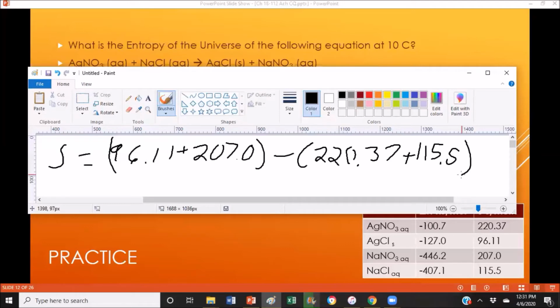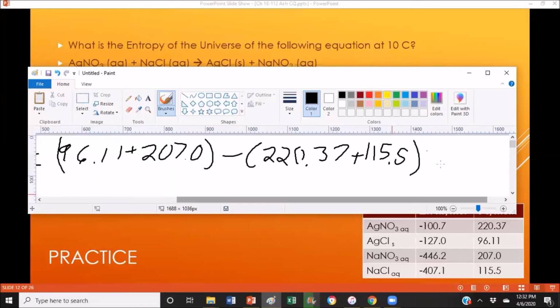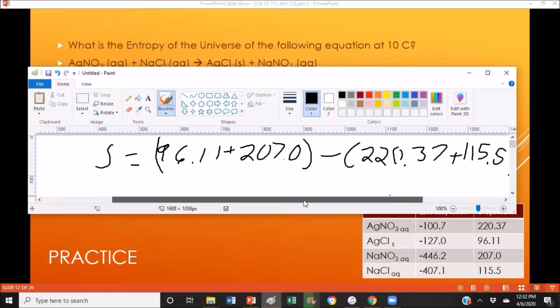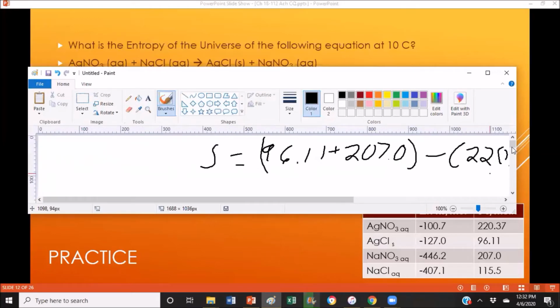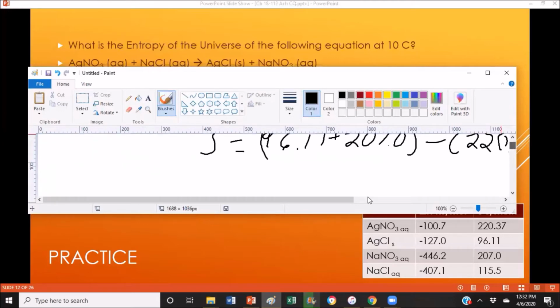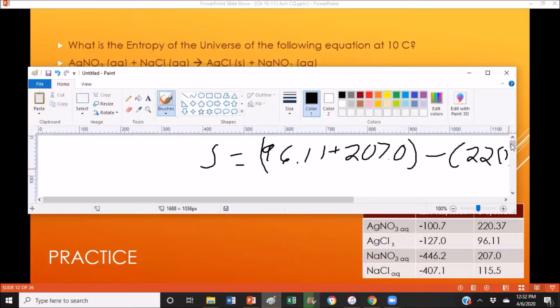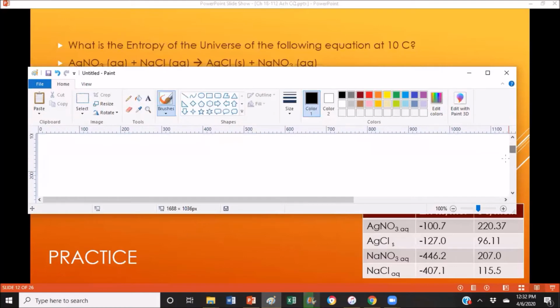Already we kind of have a problem. The total entropy here, the entropy of the system, is negative 32.76 joules per mole Kelvin. And that should hopefully make sense: when I have two ions in solution, which are semi-random, and I make a solid out of those ions, the solid should be hypothetically less random than a solution. It may not always be the case, but it should be.